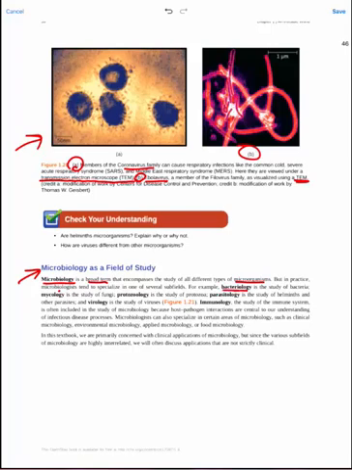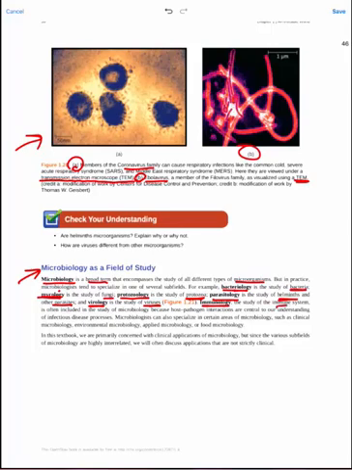Here are some specializations. Bacteriology is the study of bacteria. Mycology is the study of fungi. Protozoology is the study of protozoa. Parasitology is the study of helminths and other parasites, and we'll talk about a lot of other parasites. Virology is the study of viruses. You should know those different categories. You should know that bacteriology is the study of bacteria and mycology is the study of fungi. All of those different things, you should be able to connect.